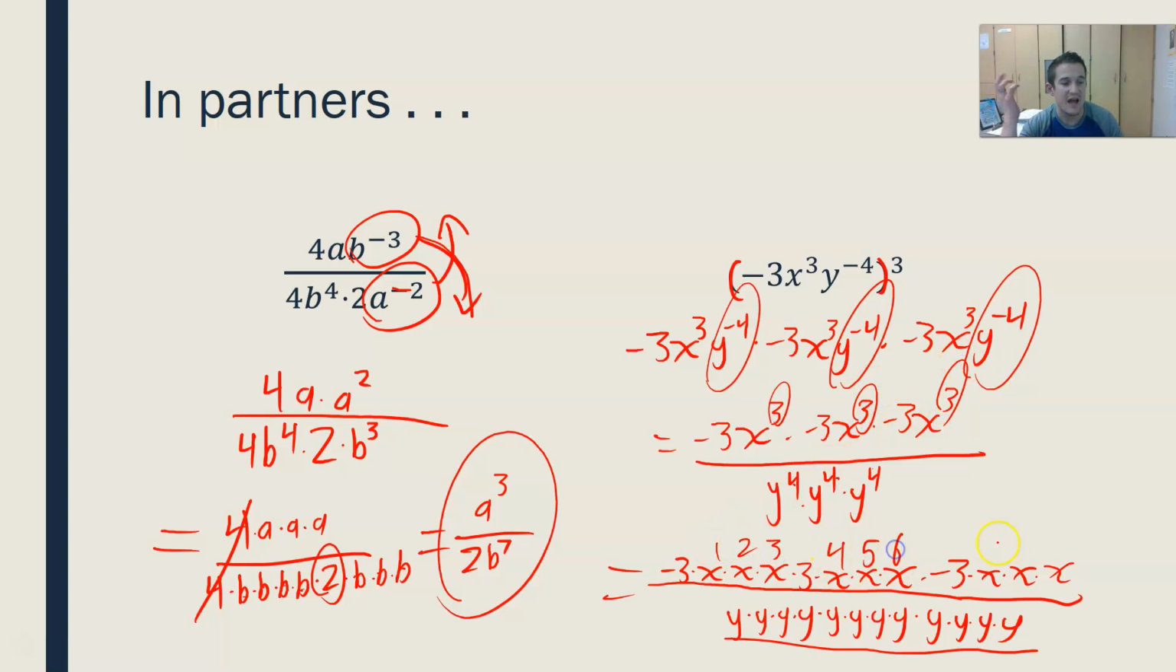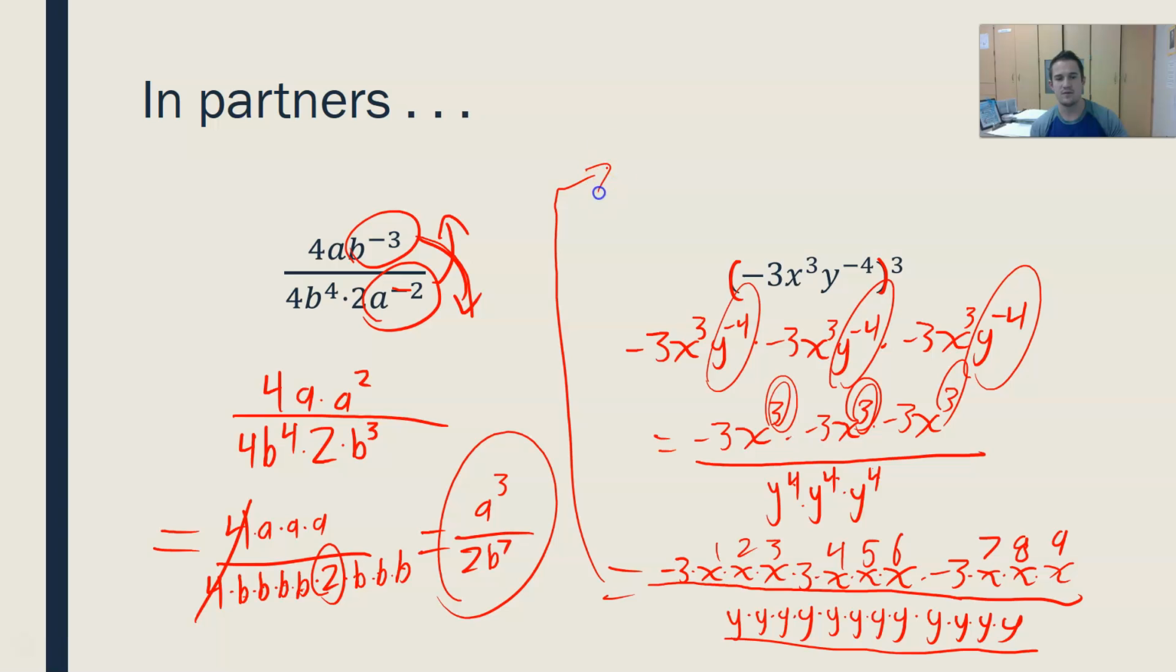So you kind of notice I wrote all of them out. I wrote all the x's and y's out. But again, remembering what I know about multiplying exponents with the same base, I could have just added all these together. 3 plus 3 plus 3 is 9. 4 plus 4 plus 4 is 12.